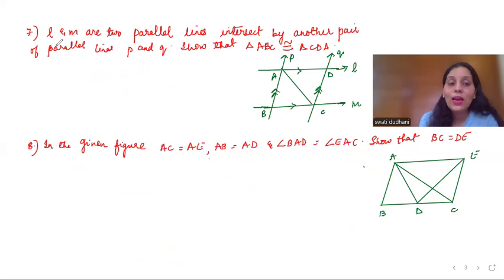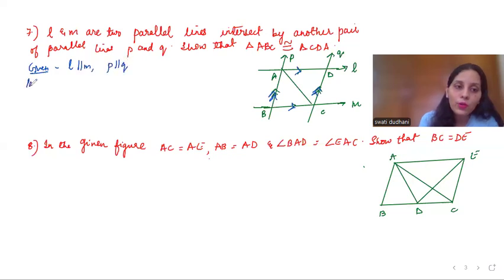Now next one. L and M are two parallel lines intersected by another pair of parallel lines P and Q. So here L is parallel to M and P is parallel to Q. It is given. Show that. So what is given to us? L parallel to M, P parallel to Q. And what do we need to prove? We need to prove triangle ABC is congruent to triangle CDA.